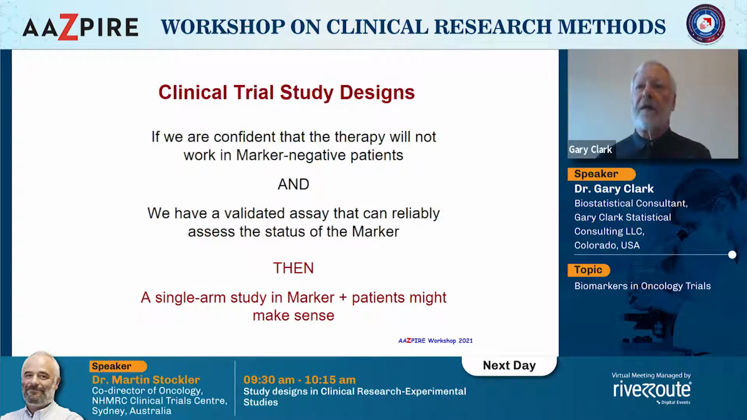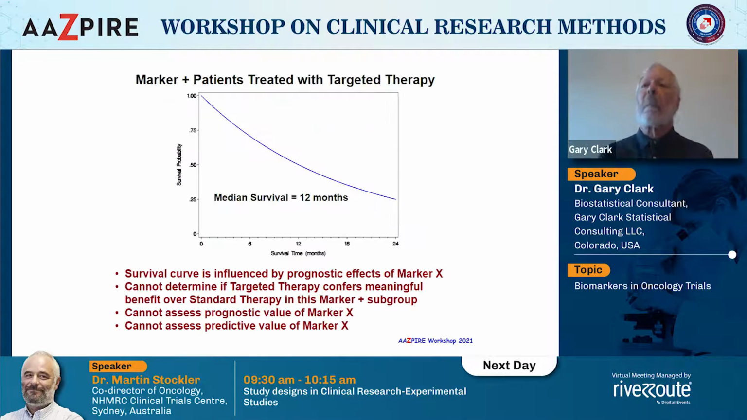So let's conduct such a trial. So here we have marker positive patients. They were all treated with a targeted therapy, and we have this wonderful survival curve with a median of 12 months. So what have we learned from this particular trial? Well, maybe we should ask the question the other way around. What do we not know based on this particular survival curve?